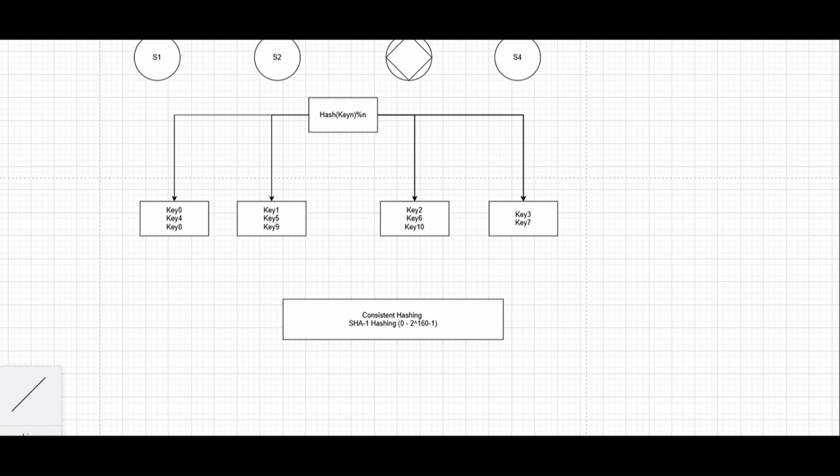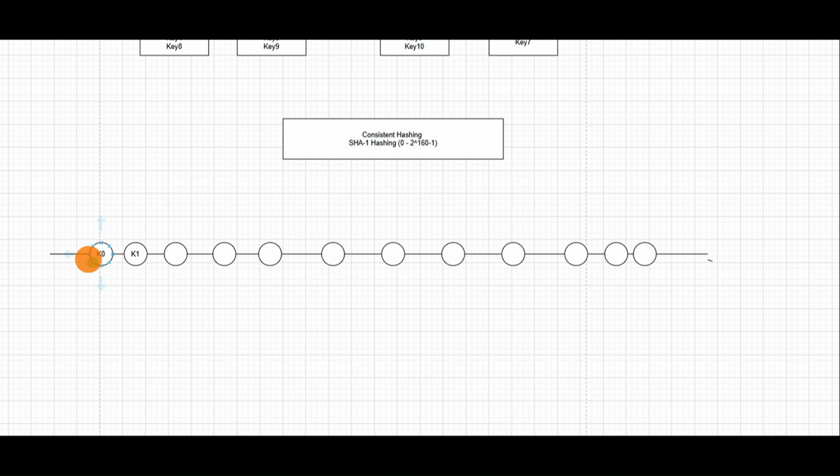So let's say we have a hashing key space here, and all these keys from 0 to 2^160 minus 1 are distributed on this space, with a slot for each key, something like this. Let me draw it for you and then I'll be back. All these slots are there: key 0, key 1, key 2, and up to 2^160 minus 1. So that's how the keys are distributed.